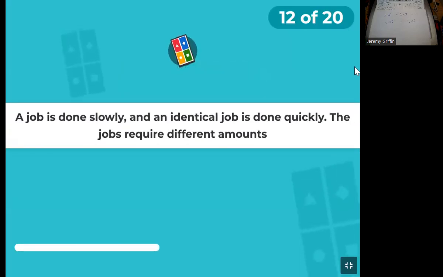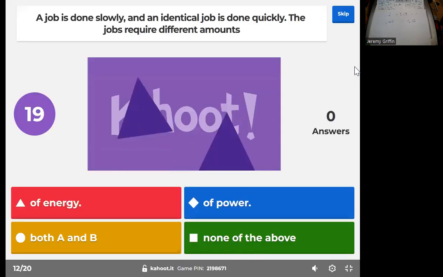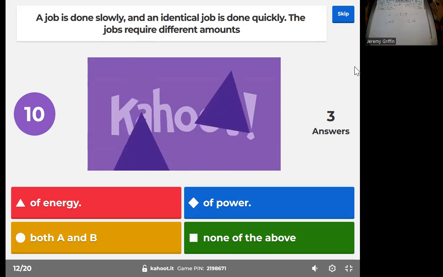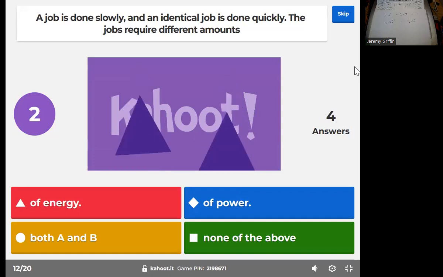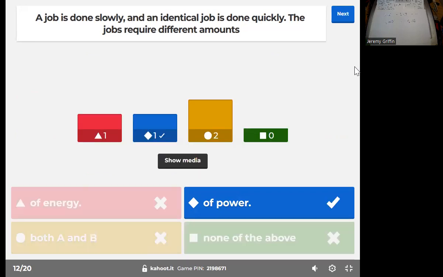One job is done slowly, an identical job is done quickly. Identical job meaning the same amount of work. Those jobs require different amounts of what? Ooh, I got one winner. Who got that? Different amounts of power.